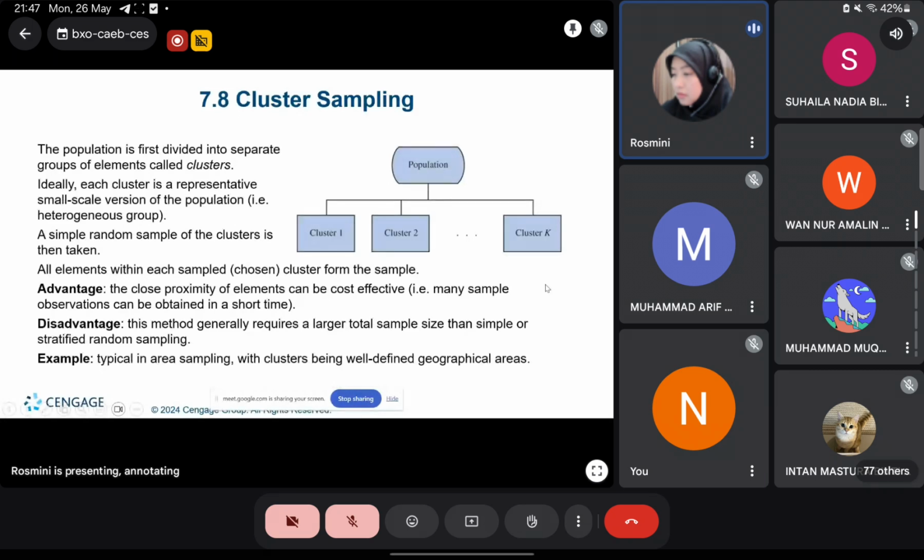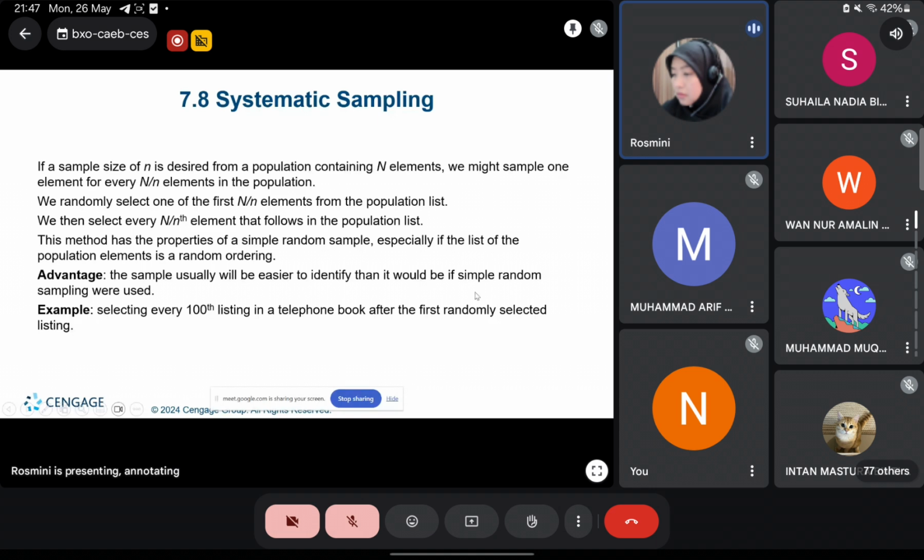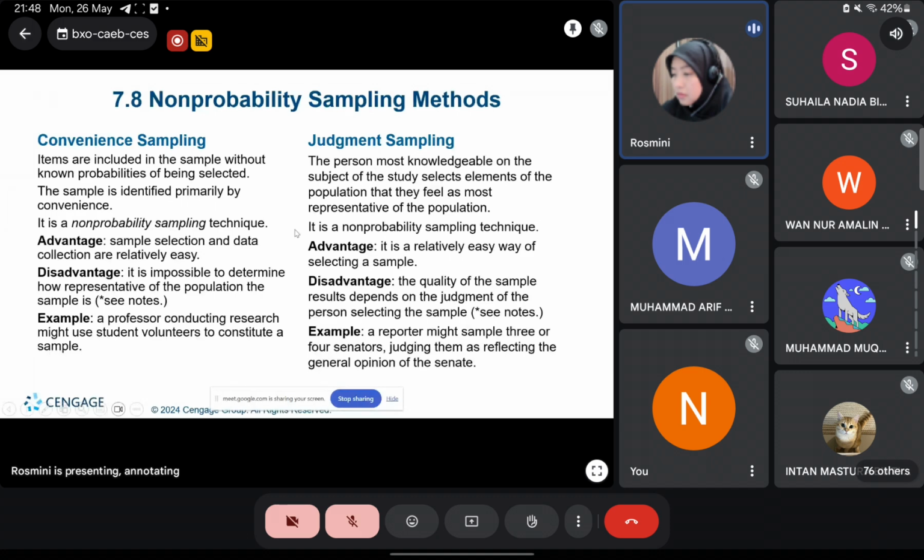Cluster, usually we go by geographical area. Rather than rural and cities, you go for each state, and if you want to do Perak, you go for each district. That will be cluster. Then you have systematic, where you randomly take the first one from the population list and keep on taking every nth one. Next, you have non-probability sampling.